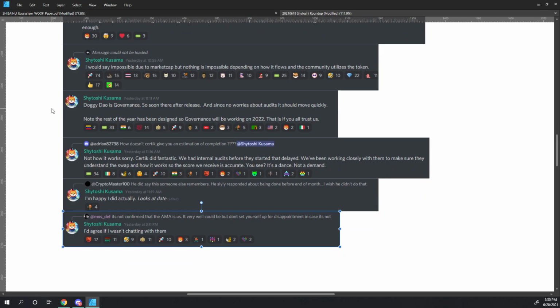Shytoshi makes a statement, Doggy DAO is governance, so soon thereafter release. And since no worries about audits, it should move quickly. Note, the rest of the year has been designed, so governance will be working on 2022. That is if you all trust us.